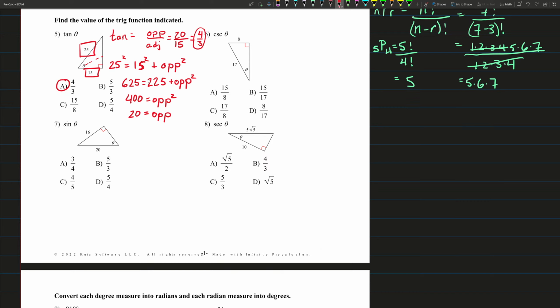And again, I'm not looking for any of the work. Obviously, you have room there to do it, at least a little bit of room. But what I'm looking for here is the answer. Number 6, cosecant of theta. We are given the opposite side and the hypotenuse, and that's really helpful, right? So cosecant is hypotenuse over opposite. So this is just 17 over 8. And that's that.